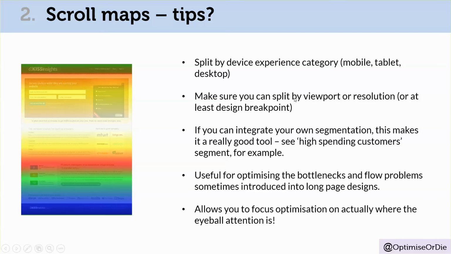Make sure you can split by viewport or resolution. If you can, integrate your own segmentation, so stuff about your customers: high spenders, low spenders, new customers, customers who've been with you for a year, particular persona groups, anything you've got, you can slice and dice it. Having a tool you can integrate that with is going to be much better. It's good for optimizing these bottlenecks and flow problems that people introduce into long page design. Sometimes they put them in, they think, oh, that should have worked, people should have scrolled down. Possibly a few simple things that you can pick up from these diagrams. But the main thing is, it allows you to focus some optimization on where the eyeball attention actually is, rather than just looking at the design and assuming you know where that attention is.